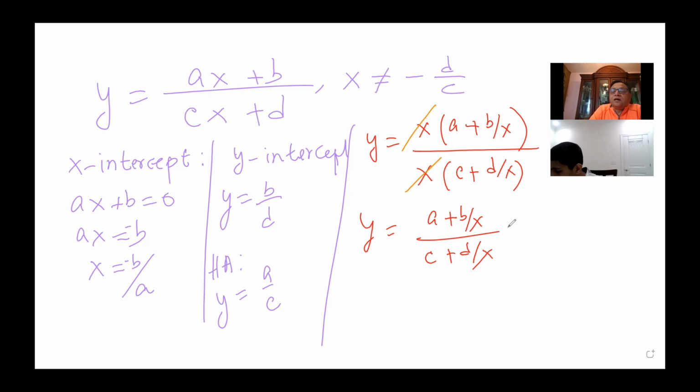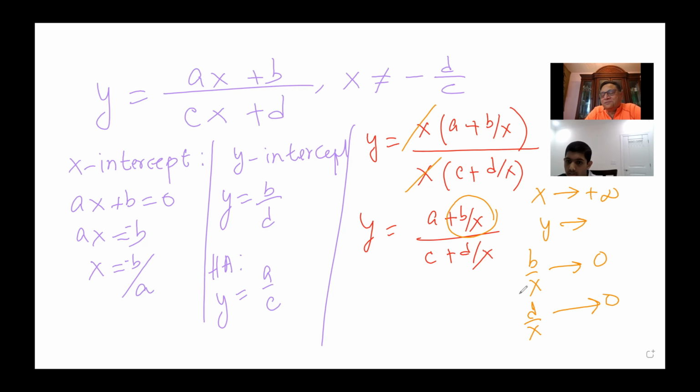Understood? Now, if x approaches positive infinity, y approaches what? We know if x approaches positive infinity, then what happens to b over x? b over x approaches 0 and d over x also approaches 0, correct? Dividing by a large number is 0. And therefore, we know that y approaches a over c, because these two terms are 0, right?